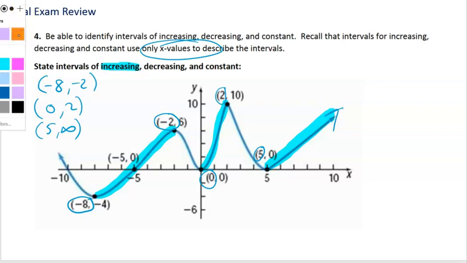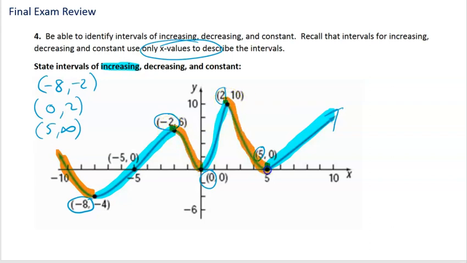All right, now with a completely different color, let's use orange. We're going to highlight decreasing. Again, decreasing means it's falling from left to right. Notice this whole piece, I'm falling from left to right. This piece, we're falling from left to right. And even a third piece, falling from left to right. So when I write my decreasing intervals in orange, notice the arrow here. So I'm going from -infinity to -8.